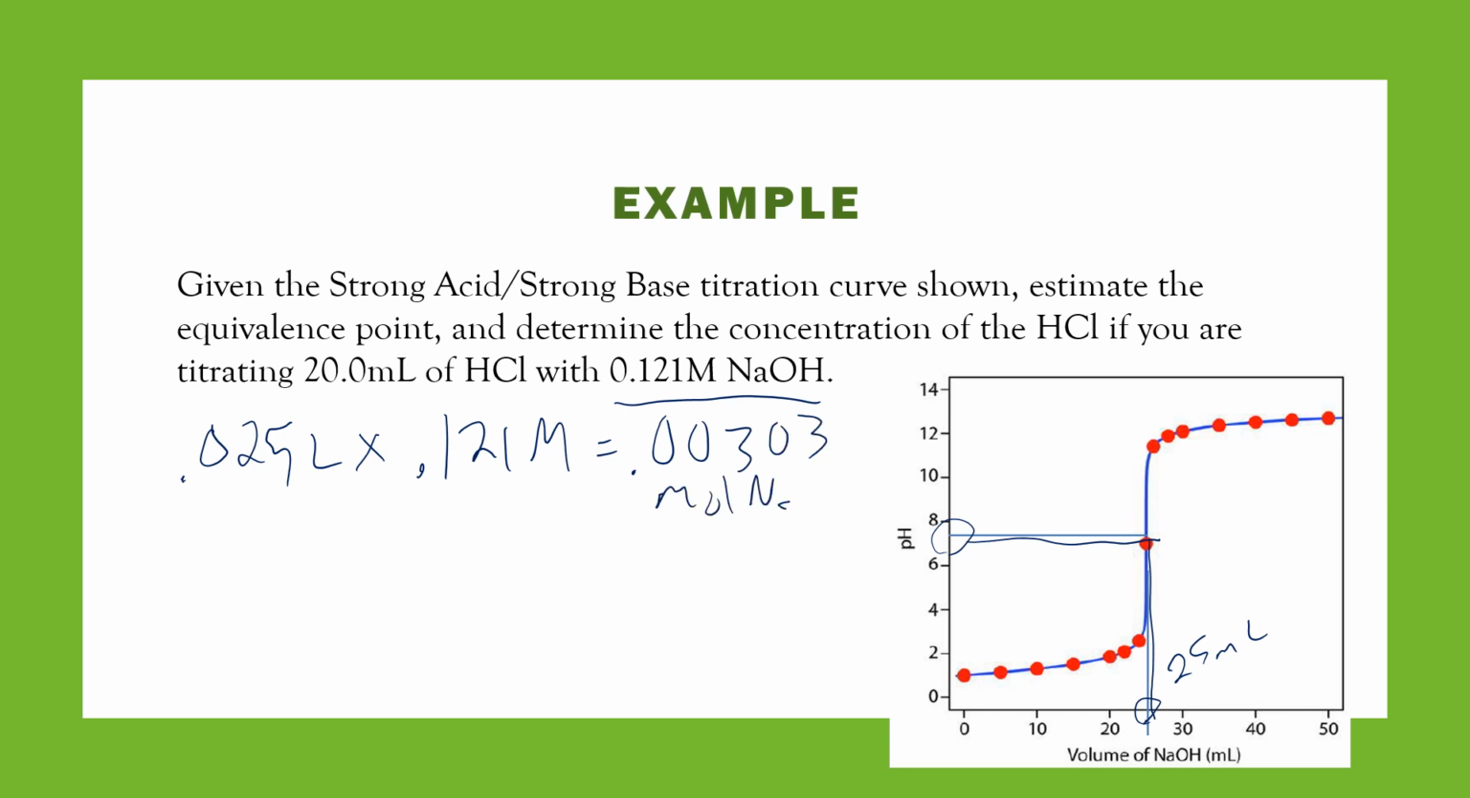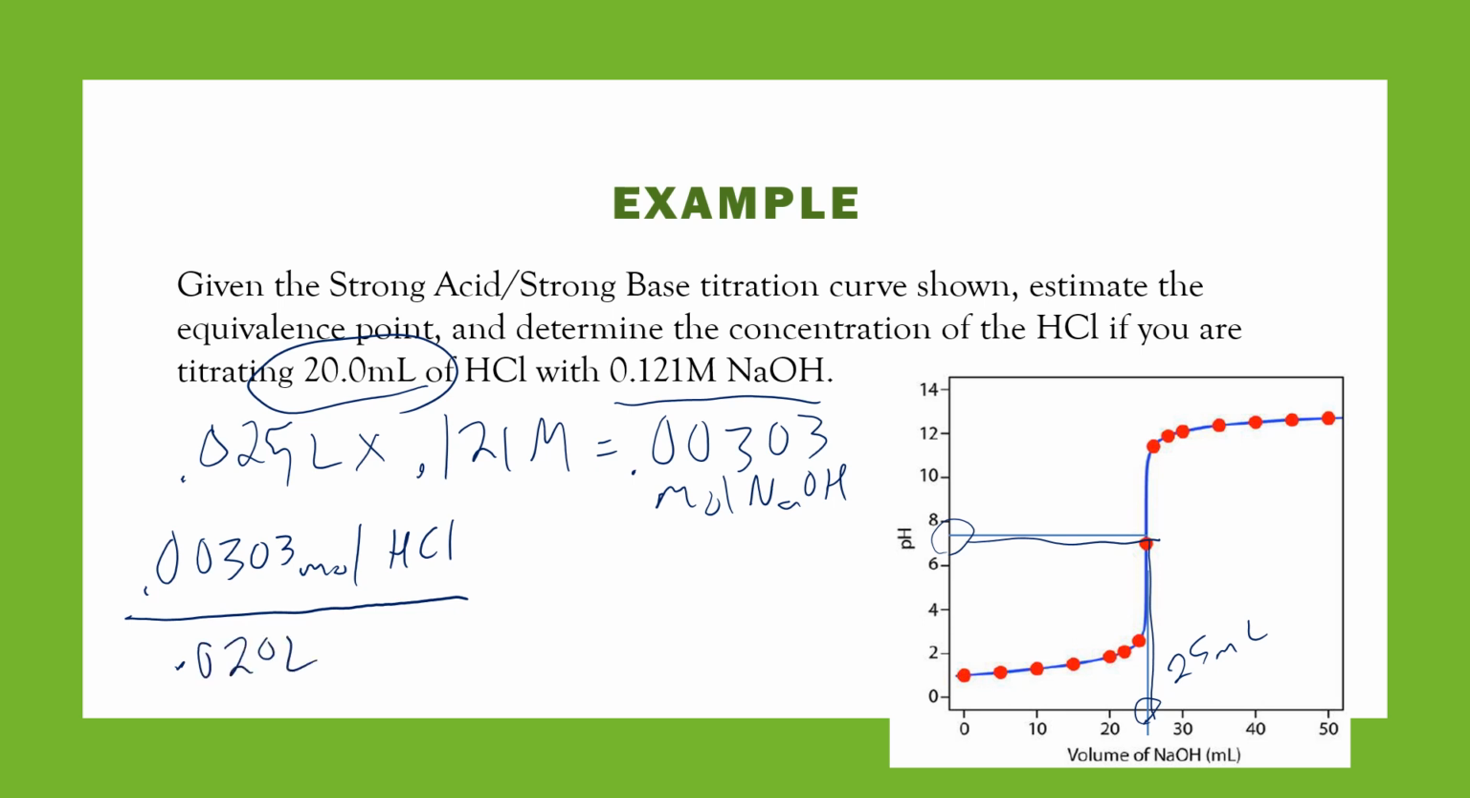moles of NaOH. Now at equivalence point, the moles are equal, so we have that same number of moles of the strong acid. And we started with 20 milliliters or 0.020 liters of HCl. So when you divide that, you get 0.151 molar for the HCl.